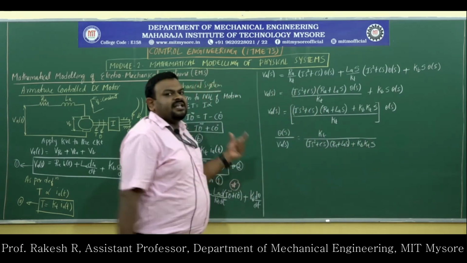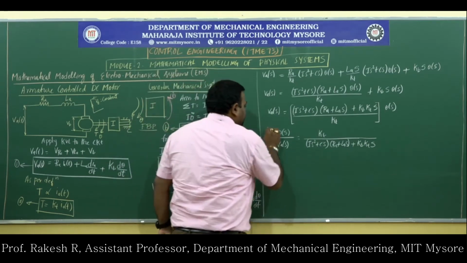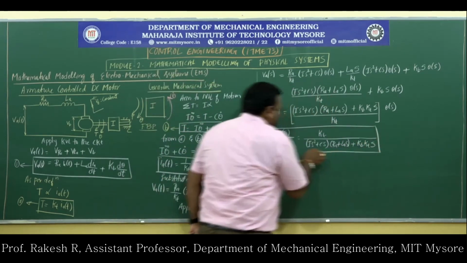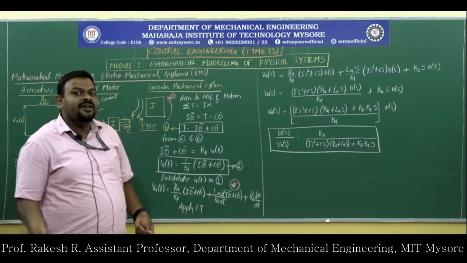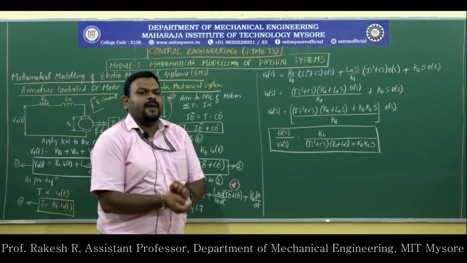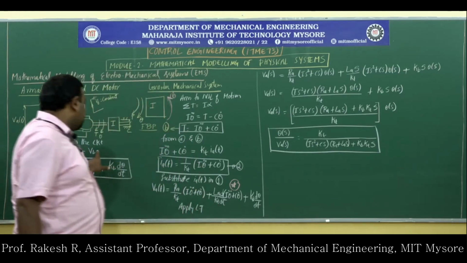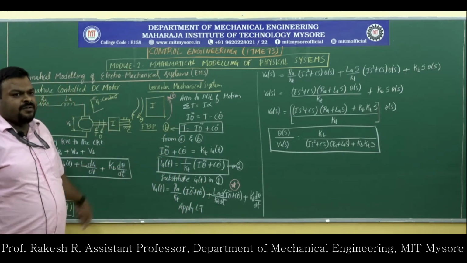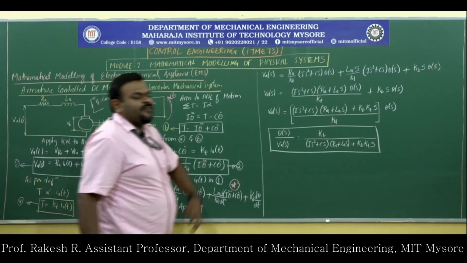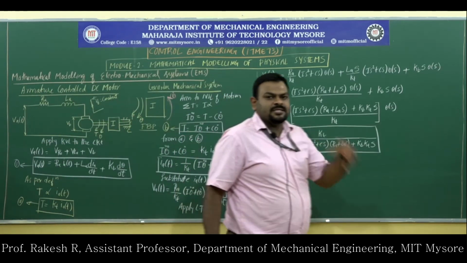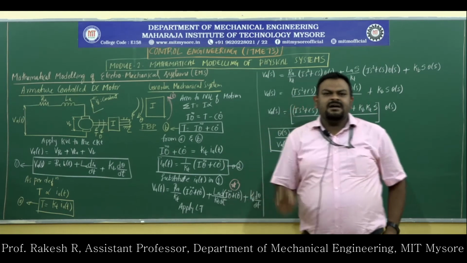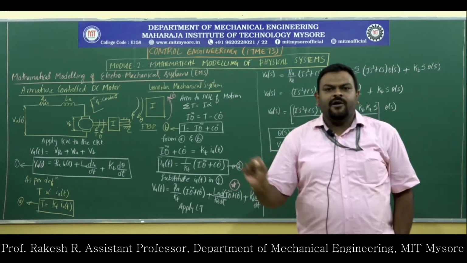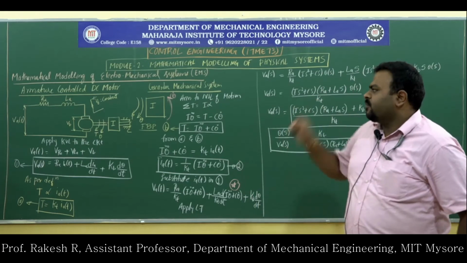So this is a final equation or a final model for the armature controlled DC motor. This is a final equation considering the effect of back EMF. Here we have taken back EMF effect. So basically what we have done is we have written the circuit. In the exam they won't give any circuit, just they will ask derive an expression for armature controlled DC motor.